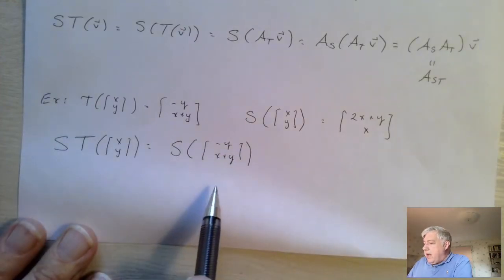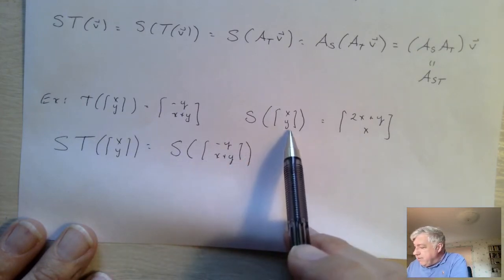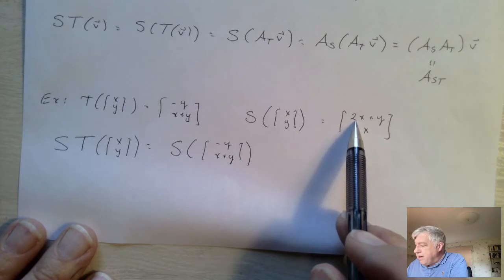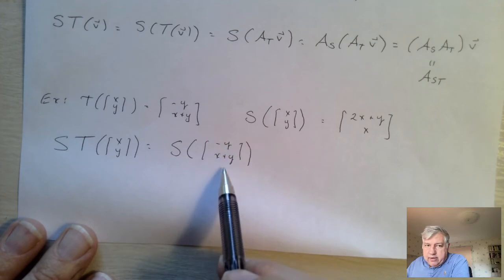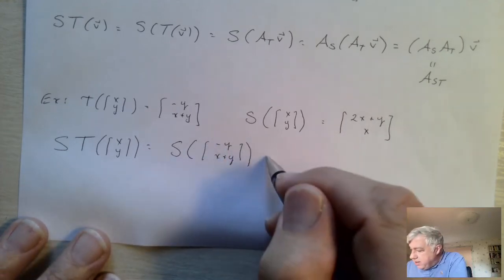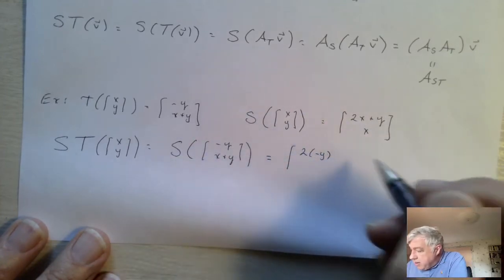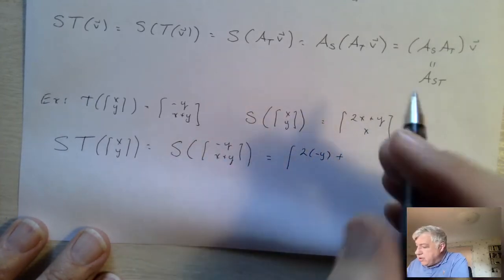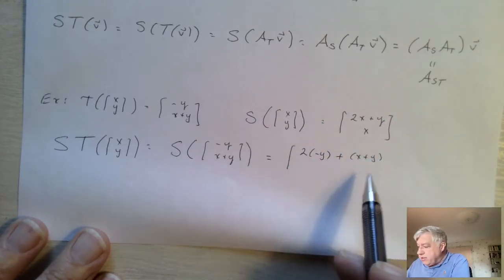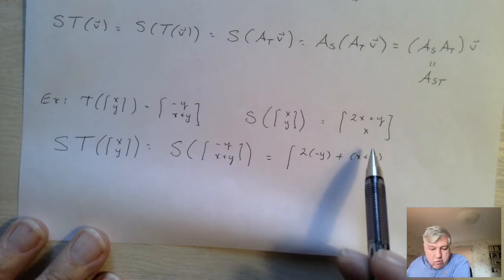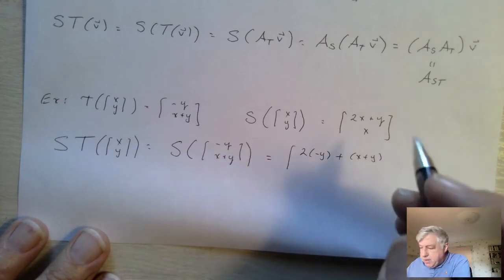Now what does S do? S takes whatever it's given and multiplies the x coordinate by 2 and adds it to the y coordinate. But the first coordinate is actually minus y, and the second coordinate is x plus y. So this is going to be 2 times minus y plus the second coordinate, which is x plus y. That's the first coordinate. And then the second coordinate is just the first coordinate you're given, which is minus y.